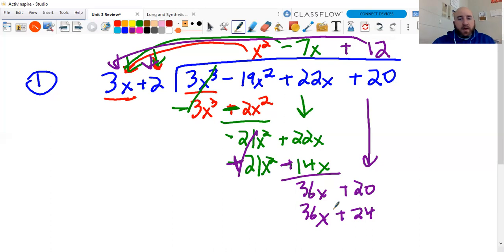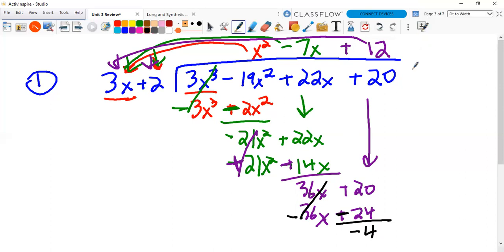Got my little thing. Or if we got a match, it would have canceled out, but it's not an exact match here. 36 minus 36 cancels. 20 minus 24 is -4. So I've got a remainder of -4.